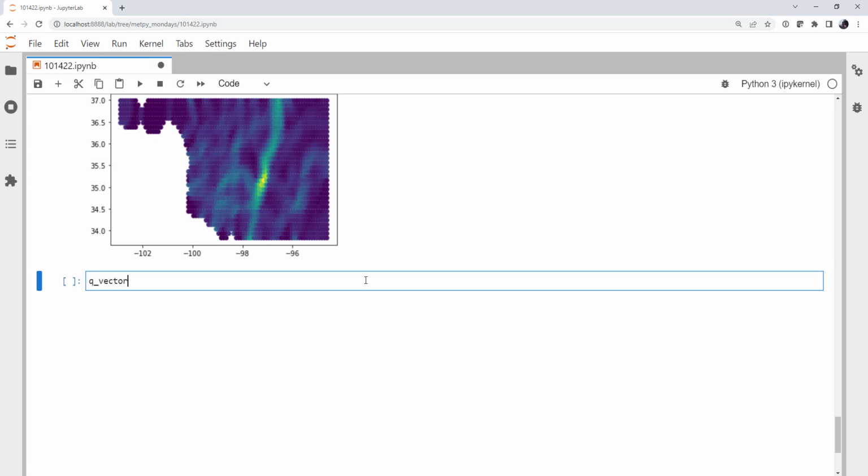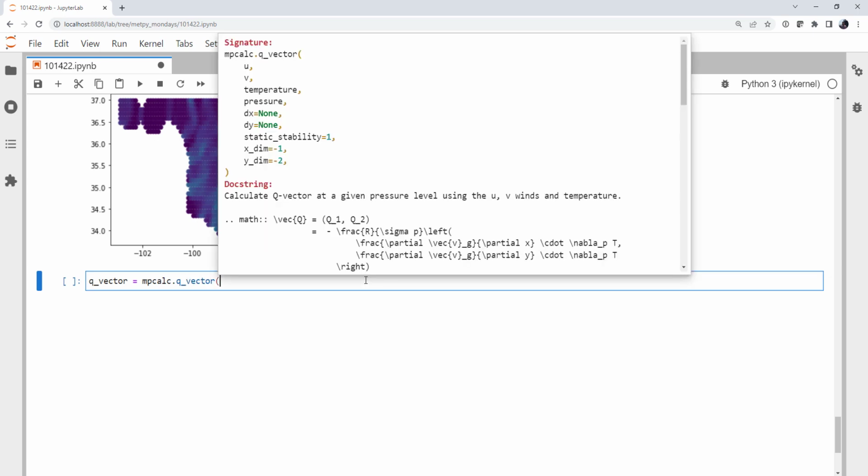So our Q vector is from mpcalc.qvector. And it's always good to look at the docstring. Here our docstring tells us that we want the U and V components of wind, temperature, and pressure. And we can give it something about dx and dy, which we're going to approximate.